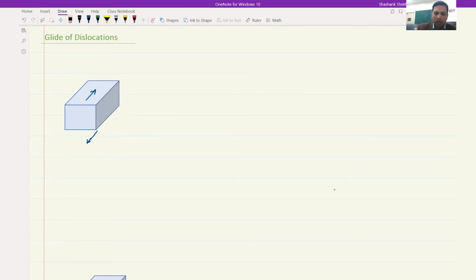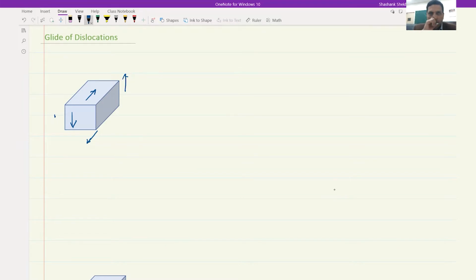I will draw it here anyway. And the other one would be on this surface. So these are shear stresses. Keep in mind that these are shear stresses because we have already mentioned that at the atomic level, the deformation is taking place only because of shear stresses. Hence at the atomic level again, the dislocations also move because of the shear stresses.